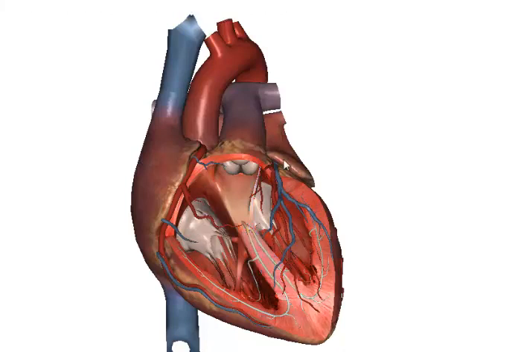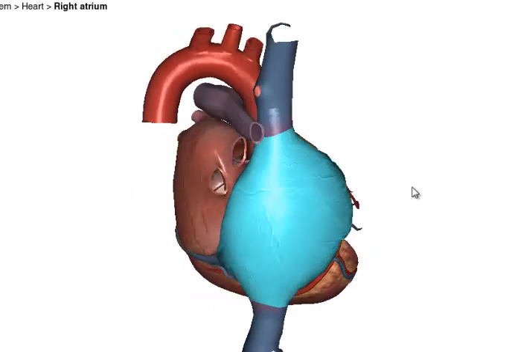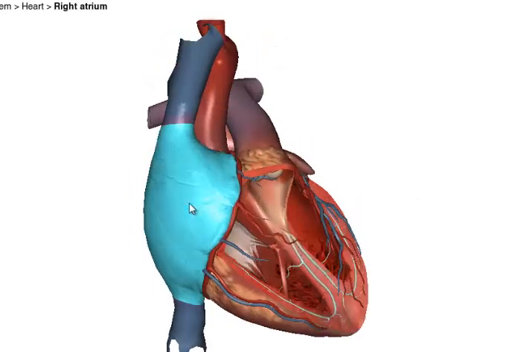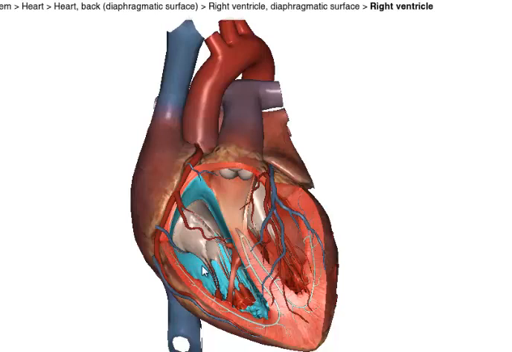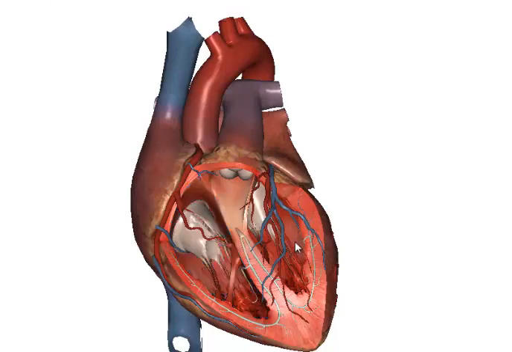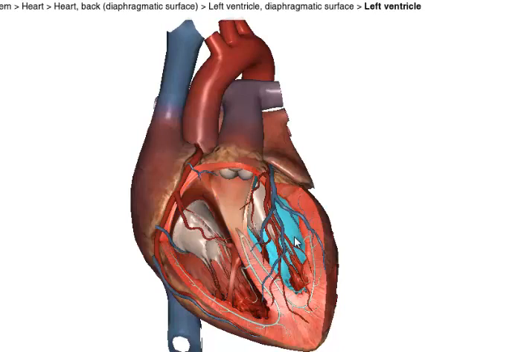The heart is made up of 4 hollow chambers. At the top is the right atrium. On the left side is the left atrium. These 2 chambers receive blood into the heart. Beneath the atrium then are the ventricles. So this is the right ventricle and the left ventricle. These 2 chambers pump blood out of the heart.